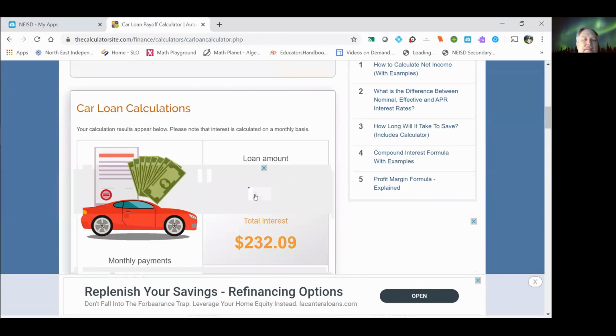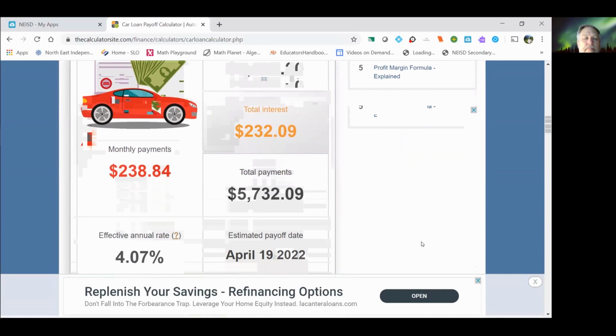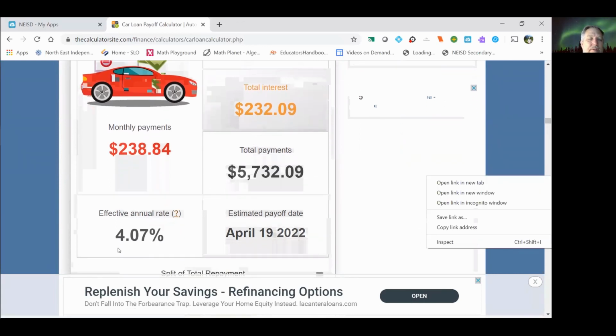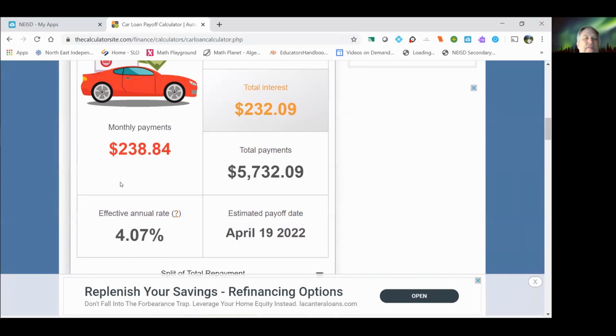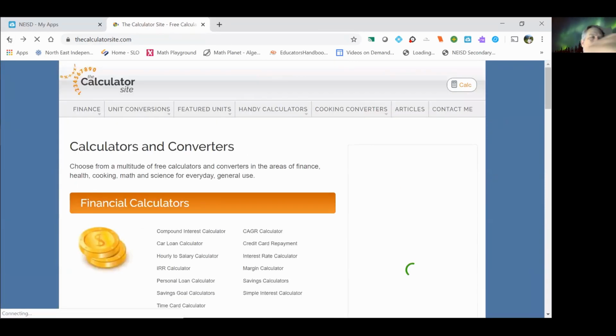It's going to tell us that our total interest that we're going to pay on that is $232.09. That's the total interest. So of course, the total cost of the loan is you would just add those two together. And it says the effective rate is going to be 4.07. That's after all the costs. And it says our monthly payment is $238.84. Okay. We'll own that car April 19th, 2022. So there you go. That's how you use a loan calculator. Pretty straightforward, pretty simple.